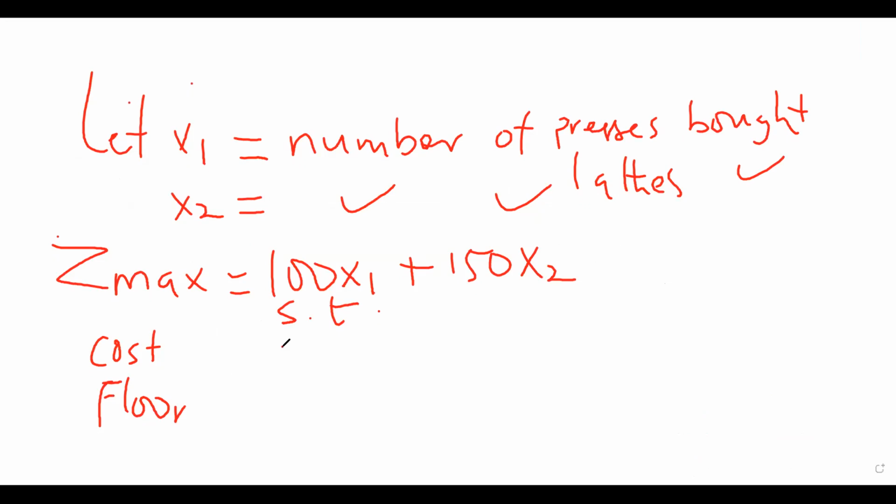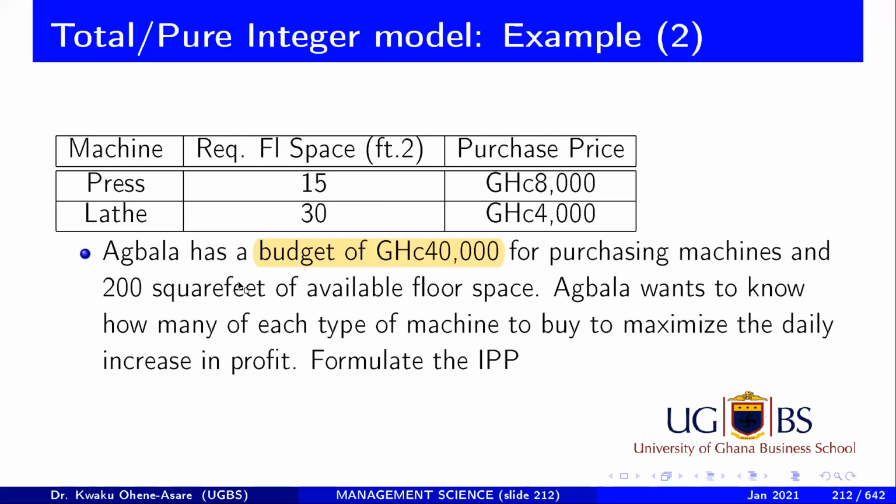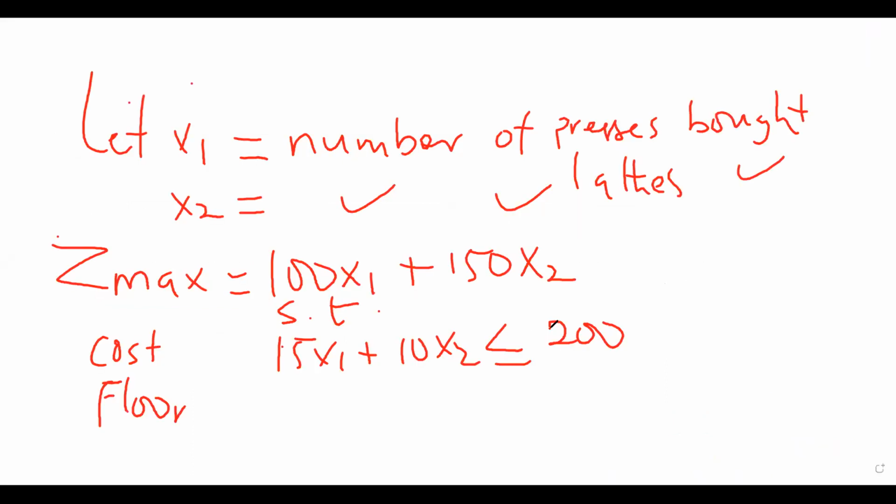So you're going to have 15x1 plus 10x2 less than or equal to, and you might remember the floor space that was given, and it's always good to go back to know what you're doing. Okay. It is 200 square feet. This was given there. 200 square feet of floor space. So keep that in mind. So this will be 200.